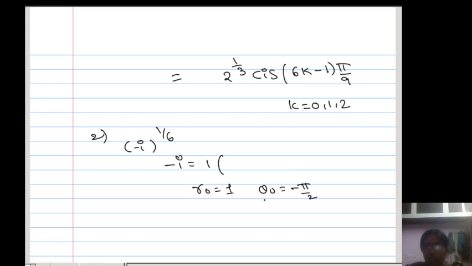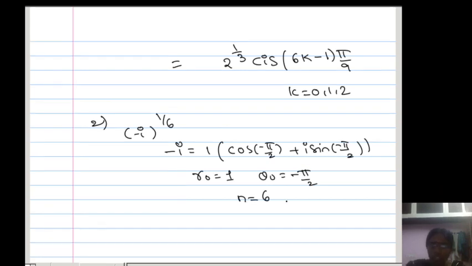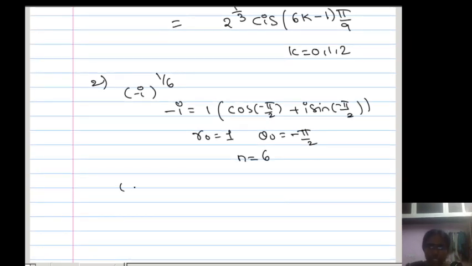Is it? Then it can be written as cos of minus pi by 2 plus i sin of minus pi by 2. You can simplify: cos 90 is 0, sin 90 is 1, so sin of minus 90 is minus 1. So minus i. You are getting the same thing. So R naught is 1, theta naught is minus pi by 2. What is n here? 6. So apply the formula here.